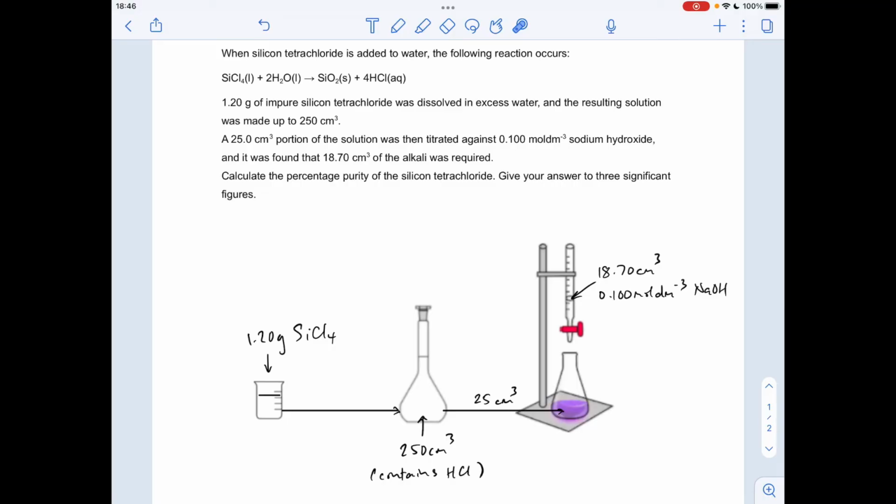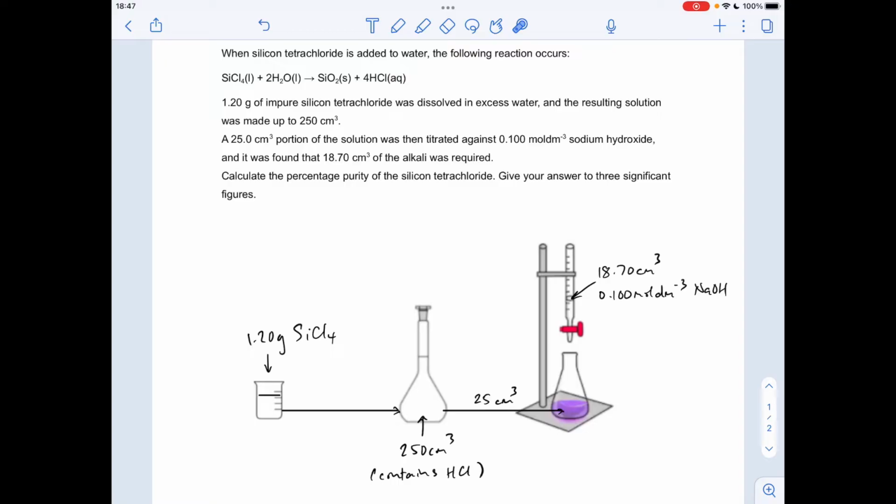So like I always do, I've got a little diagram here which lays out this information in picture form, hopefully making it a little bit easier to process the information in the question. So they've taken 1.2 grams of silicon tetrachloride and dissolved it in water. That reaction's taken place and you can see there it generates hydrochloric acid. That's then poured into the volumetric flask, 250 cm³, made up to the mark, and then 25 cm³ of this solution is titrated against sodium hydroxide with that concentration, and that was the mean titre.